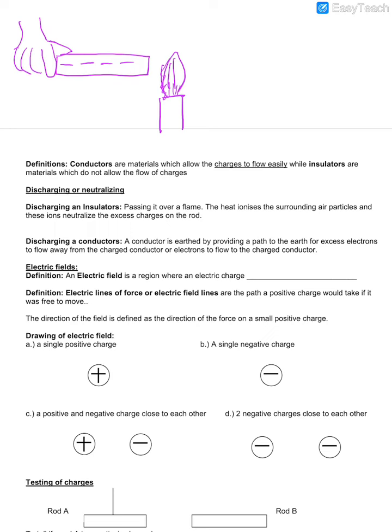So for conductors, what do you do in order to discharge or neutralize it? We call it the earthing process, right? How the earthing process takes place is actually just like what I said just now. If you have a metal sphere, positively charged or negatively charged, you attach a wire, and you can see this symbol is the earth. The earth is at what potential? Zero. It's considered neutral, right?